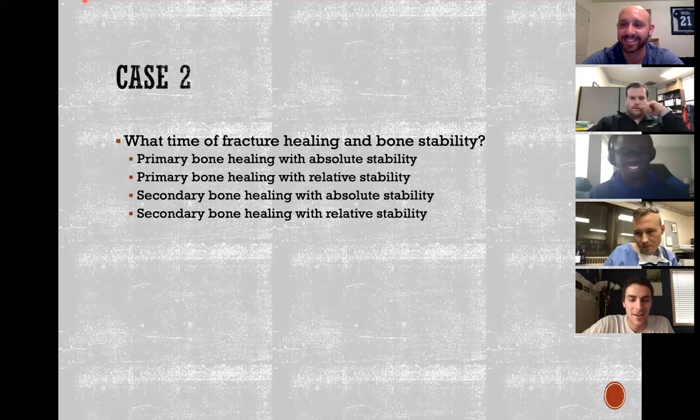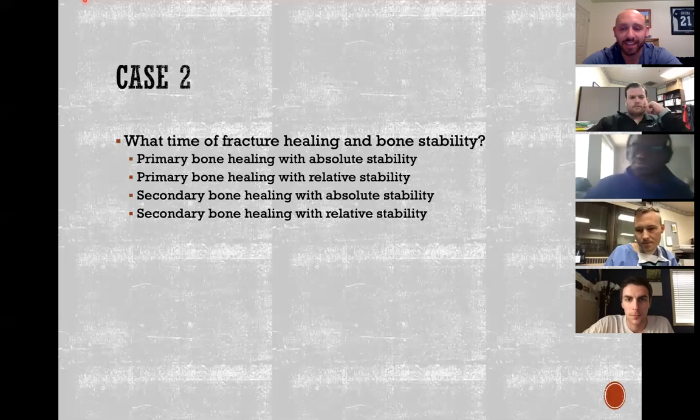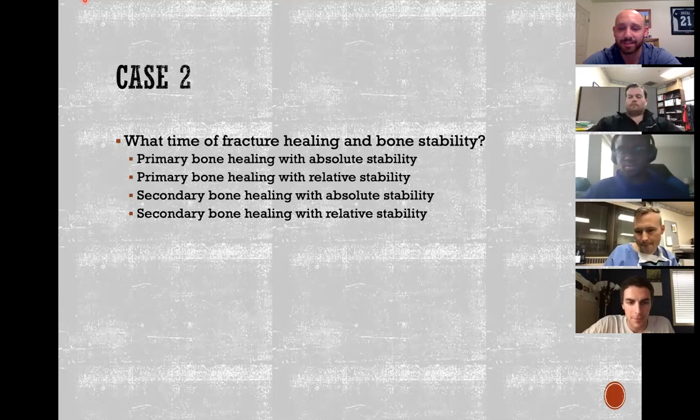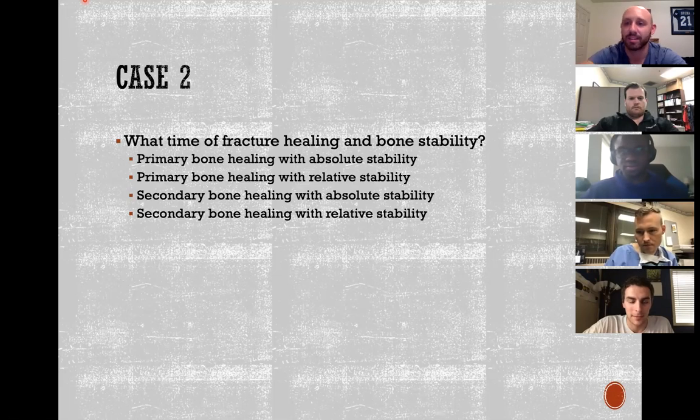Go for it. I think it'd be secondary bone healing with relative stability. Nice. And why do you say that? Because of the rod construct, it still allows for enough motion that you're still going to form a bony callus, but it's stable enough that you're likely not going to have a malunion or non-union with it.